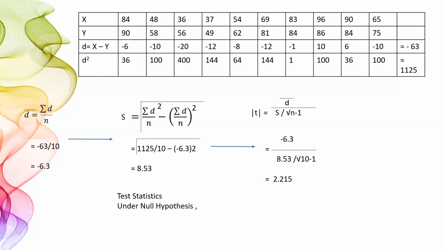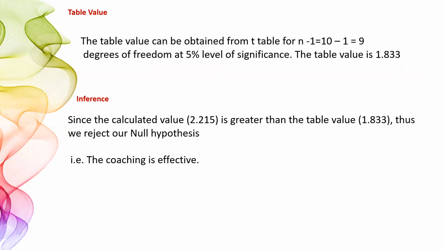Next, we substitute in the modulus t formula. Modulus t is equal to d bar divided by s by root of n minus 1. So minus 6.3 divided by 8.53 divided by square root of 10 minus 1, which gives us the final answer as 2.215. The next step is to find the table value. The table value can be obtained from the t table for n minus 1, that is 10 minus 1, 9 degrees of freedom at 5% level of significance. Here the table value is 1.833.